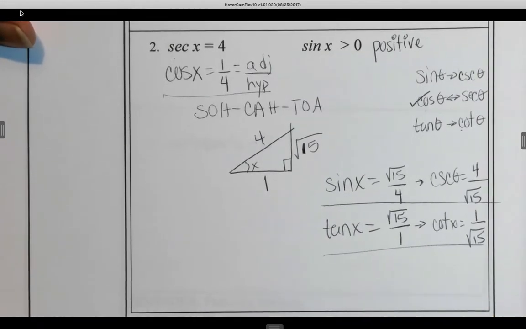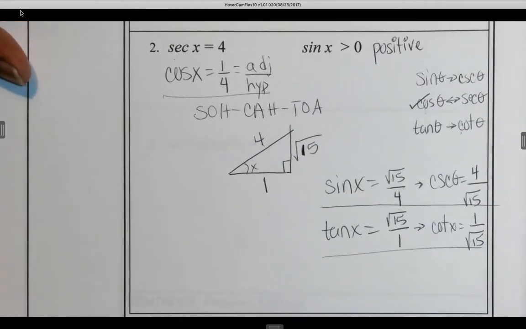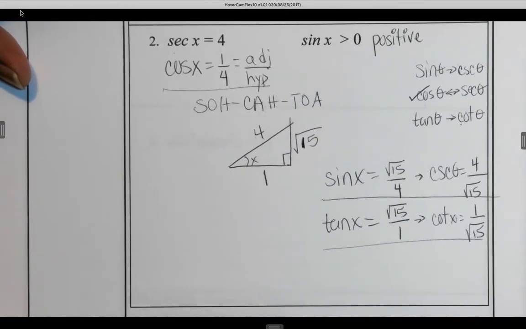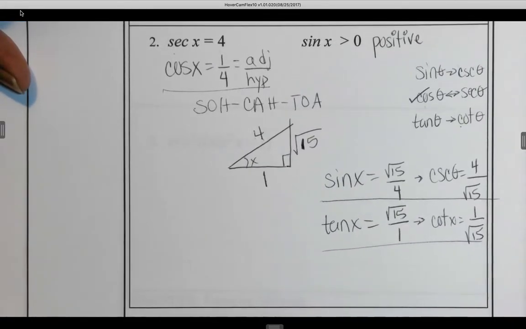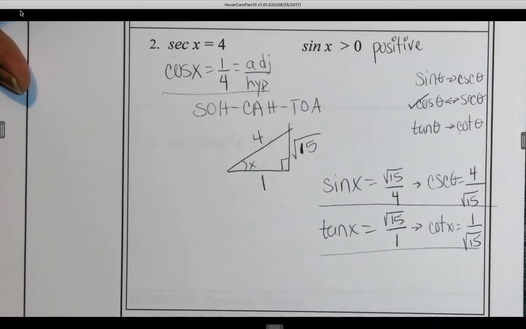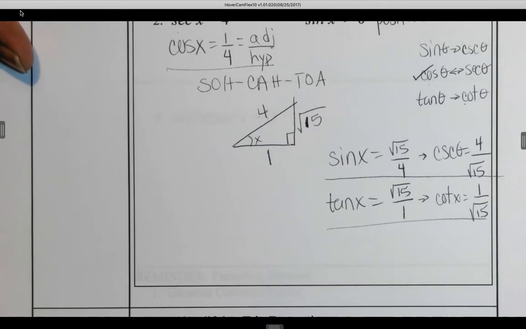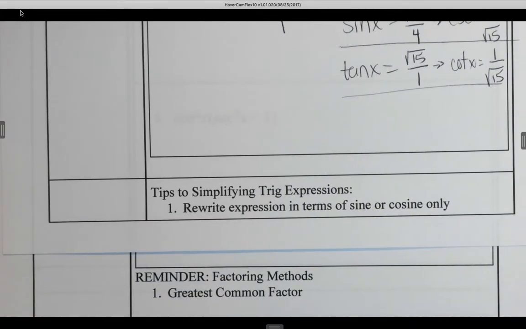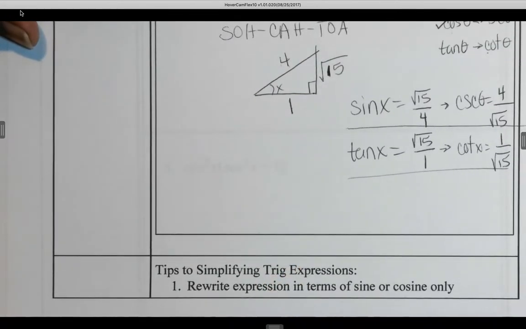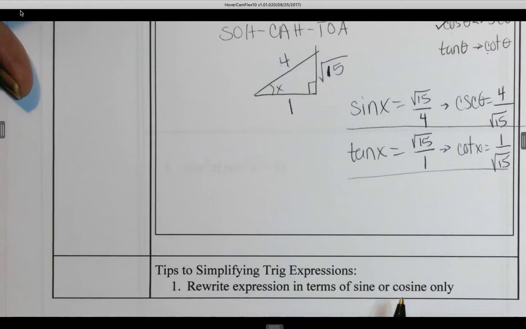So let's define values of trig functions based on what we've done before. You will also be asked to simplify some trig expressions. That will help us to verify later on, and to solve later on. To simplify, we're going to use the algebra that we've done in the past and just use what we know to simplify the expression. So I'm going to rewrite expressions in terms of sine and cosine only if possible.